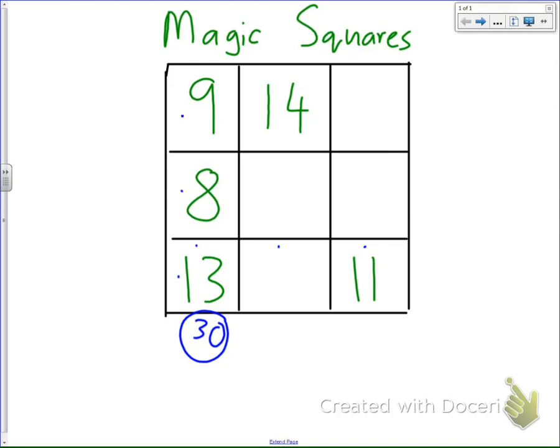What number is missing in the middle there? Talia? 6. Let's try that. 13 and 6 is 19. 19 and 11 is 30. So that's right. So the answer there is 6. Now I can say that 13 and 6 and 11 is 30 there. I think we're getting the hang of this.